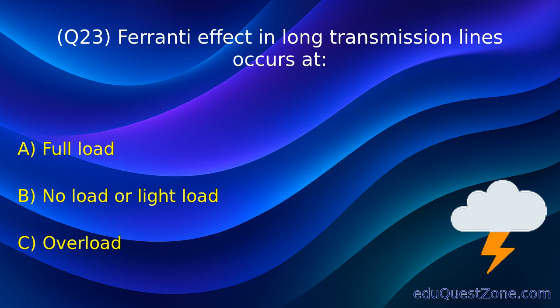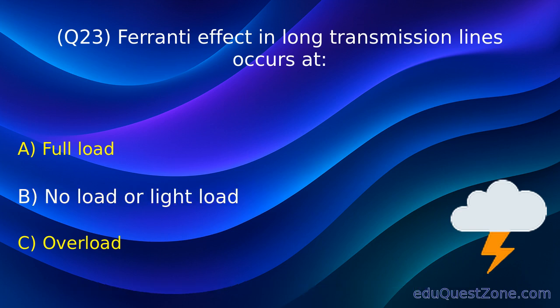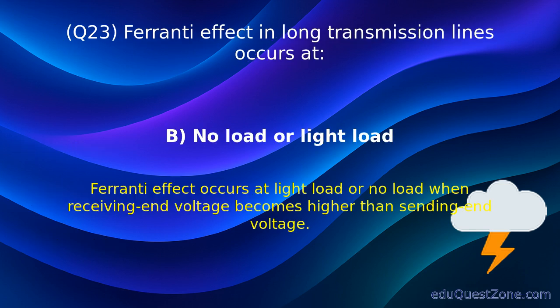Question 23. Ferranti effect in long transmission lines occurs at Option B. No load or light load. Ferranti effect occurs under light load conditions causing receiving end voltage to rise.